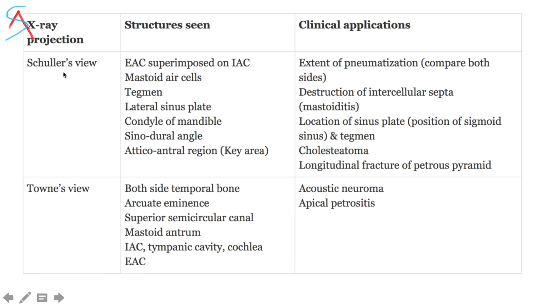So most commonly we will use Schuller's view to see the pneumatization, to diagnose mastoiditis, and to look for the sinus plate. Towne's view we will use for acoustic neuroma and apical petrositis.